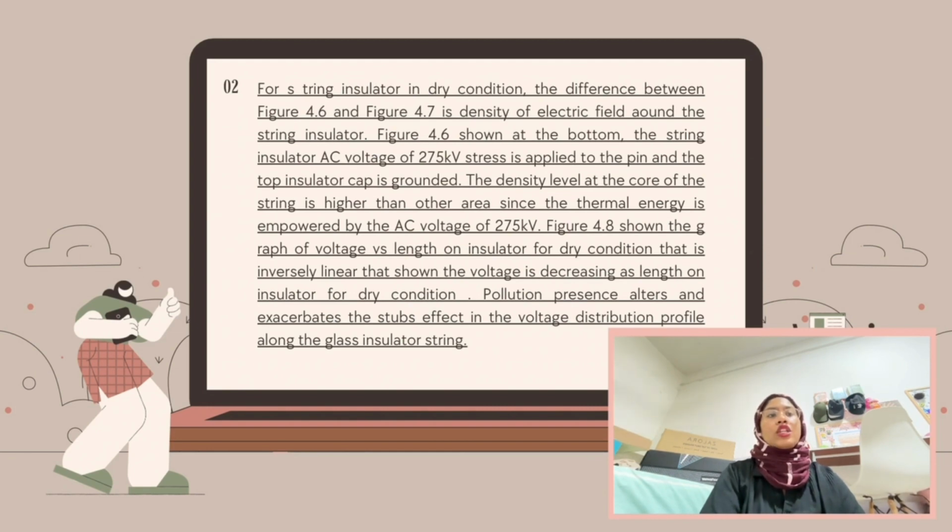Figure 4.8 shows the graph of voltage versus length on insulator for dry condition that is inversely linear, that shows the voltage is decreasing as length on insulator for dry condition. Pollution presence alters and exacerbates the Stokes effect in the voltage distribution profile along the glass insulator string.